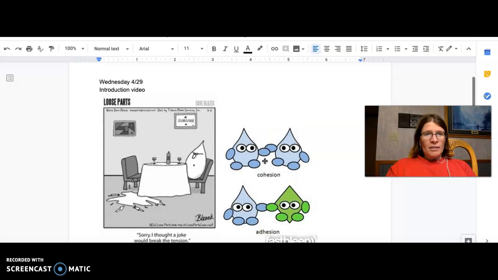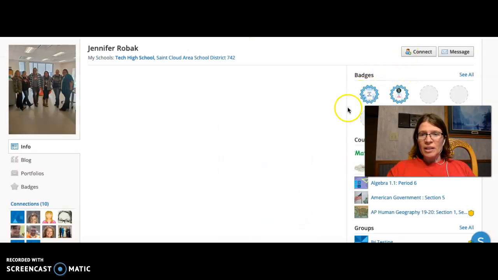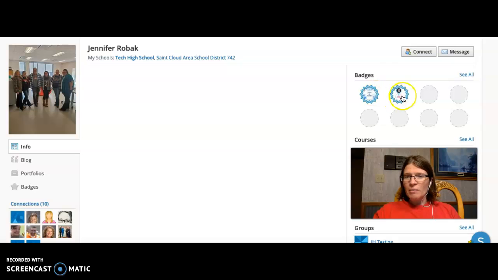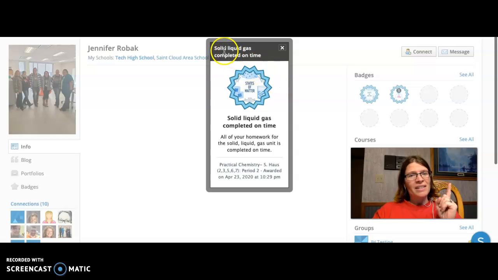Okay, then the next one. Those of you who maybe have noticed, if you click on your name, you see these badges over here. Some of you have some from a long time ago, but I just gave you another one, possibly. This one is if you turned in the solid, liquid, gas unit all completed on time, which meant before the actual test day where I assigned the test. So if you had all of your stuff in by the test, when I grade the test, you'll be getting a badge for water. This one was state of matter. All of your homework for the solid, liquid, gas unit is completed on time.